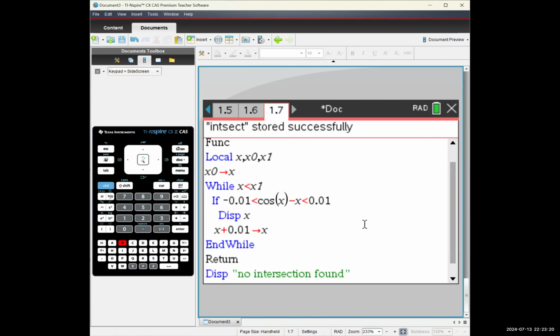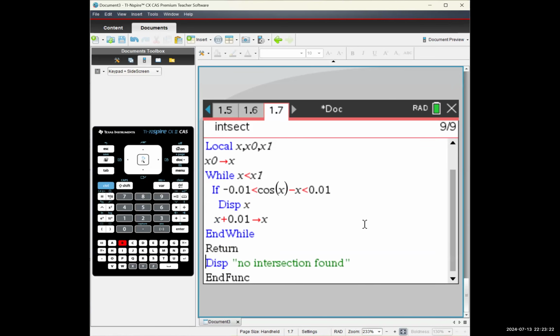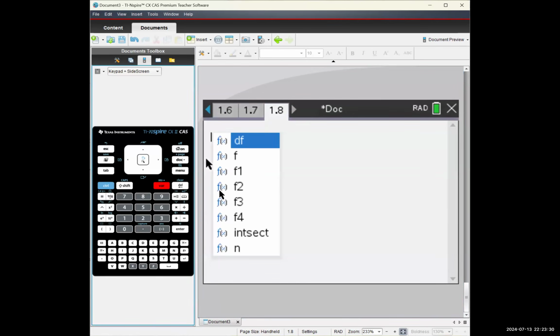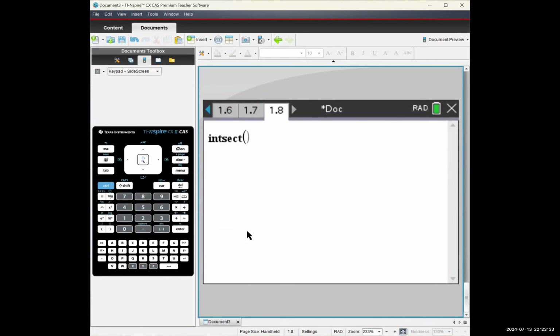Okay. Now, the best way to test if our program works is to insert another calculator page and try the intersect program. This time, the question gave us intersect 0.6, 0.8. So 0.6, comma, 0.8. Press Control Enter. Okay. So the output is 0.74, which means my best estimate is 0.74, option D.